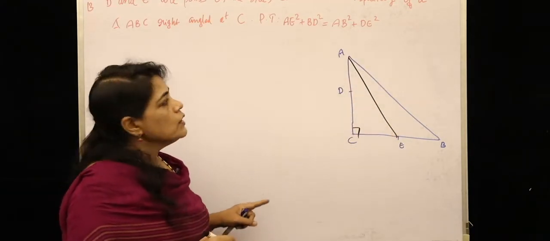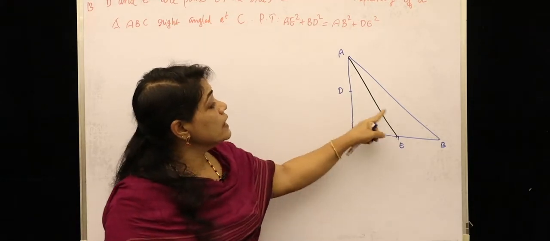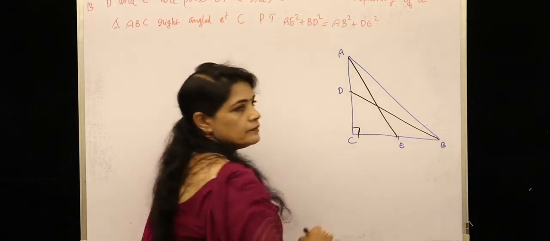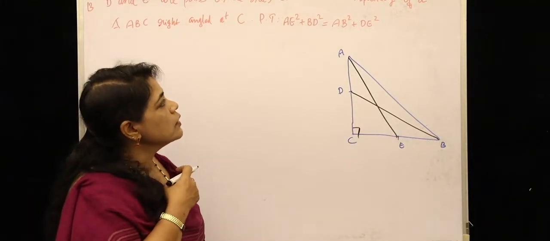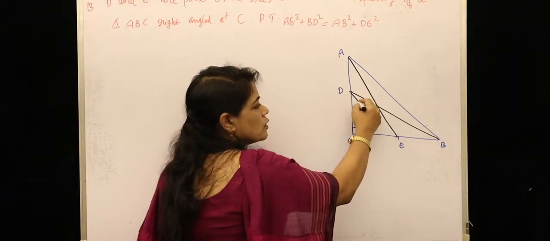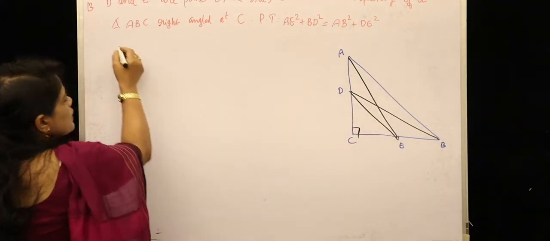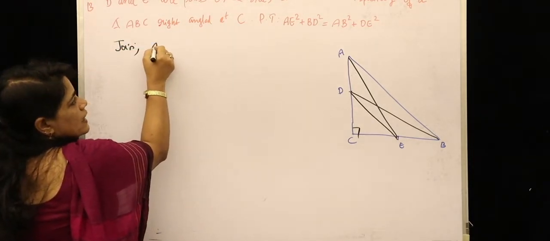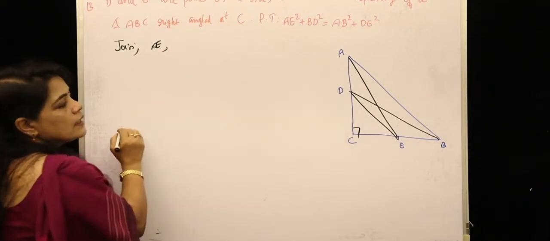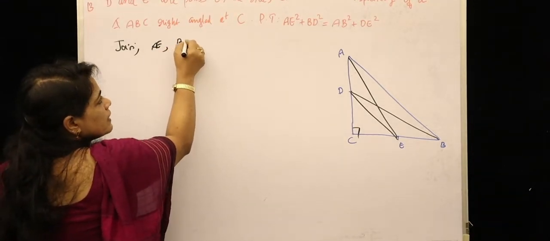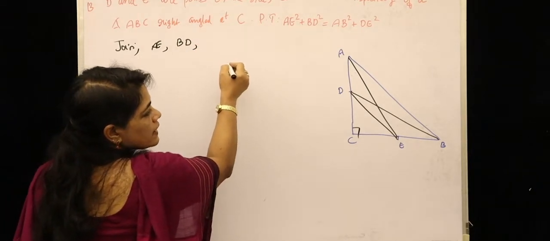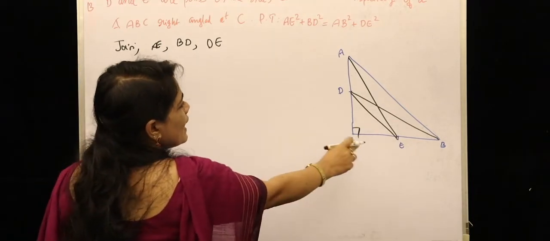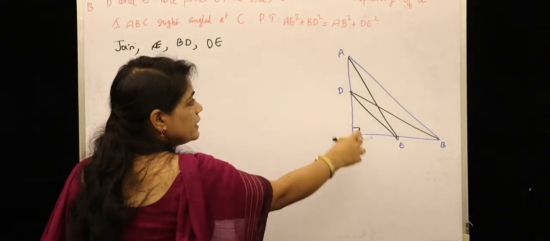Understood? Okay. And what is the next one? BD square. The answer should come in terms of BD square, so you have to join BD. AB is already joined, and DE square, this side also gets joined. So that is the first step. Join which sides? First we joined AE, then BD, then DE. These are the sides we joined: AE, BD and ED.